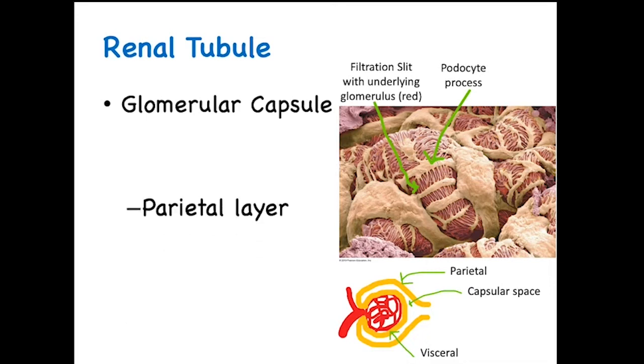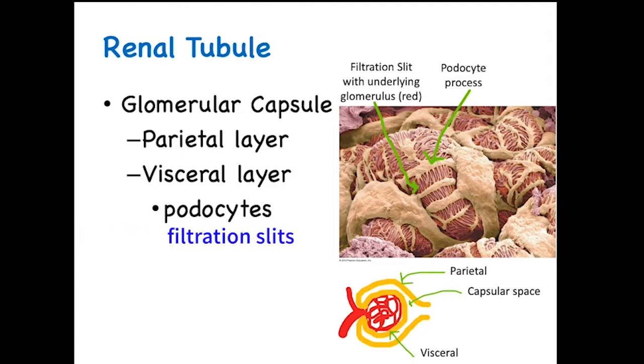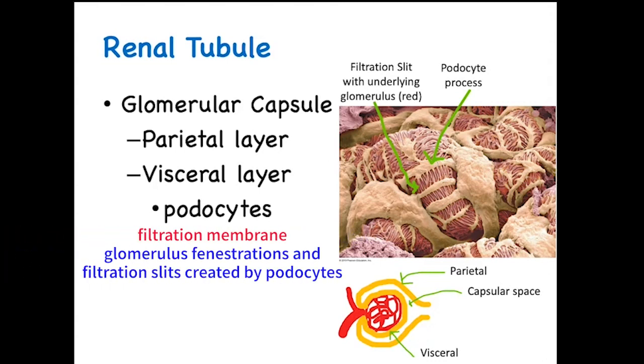The outer layer is called the parietal layer and is simple squamous epithelium. The inner layer is the visceral layer, and it clings to the surface of the glomerulus. It consists of special cells called podocytes. The photograph at the top right shows you a podocyte with the glomerulus underneath it. The podocytes have processes that interdigitate with one another to form filtration slits. The filtration slits, as well as the fenestrations of the glomerulus, make up the filtration membrane.